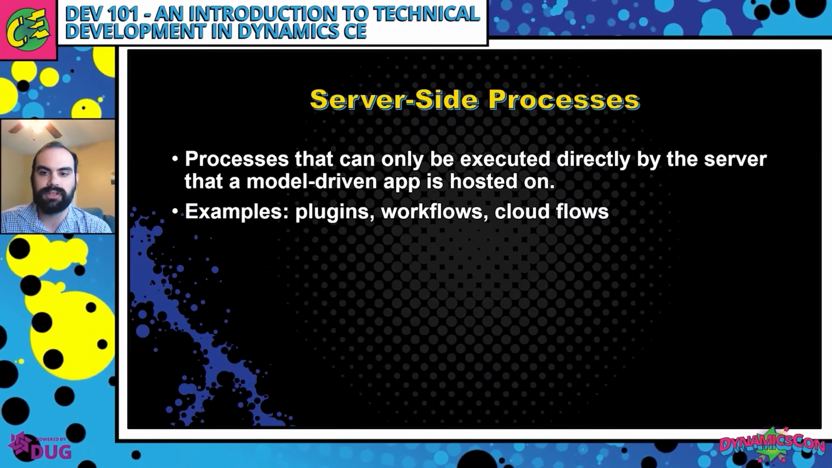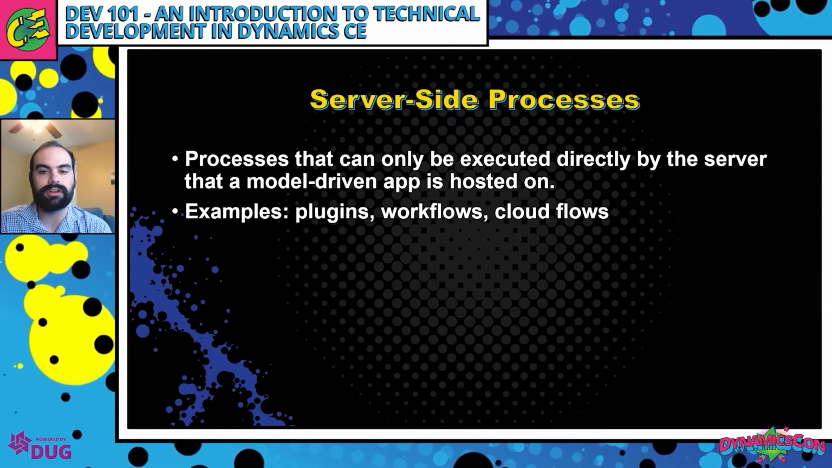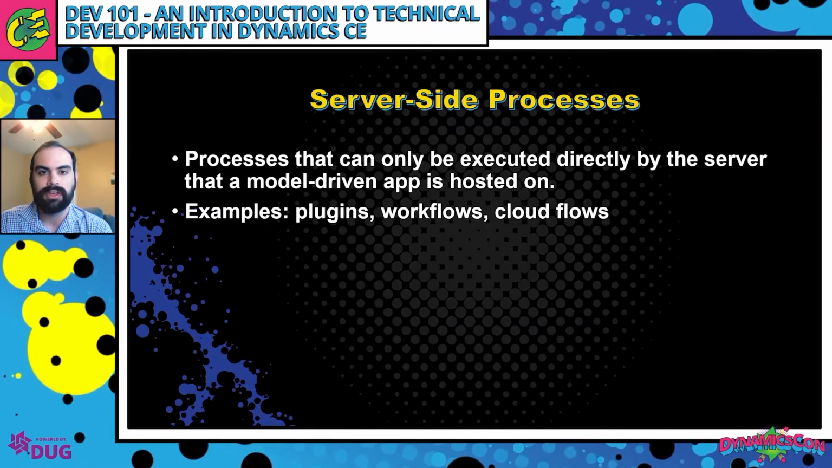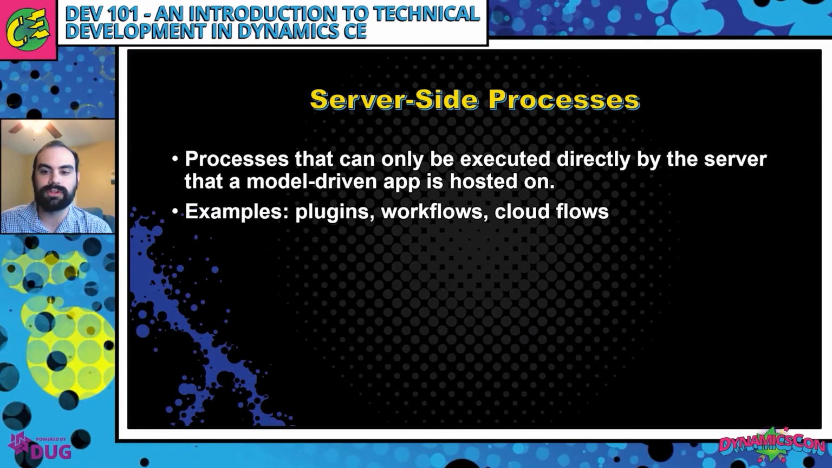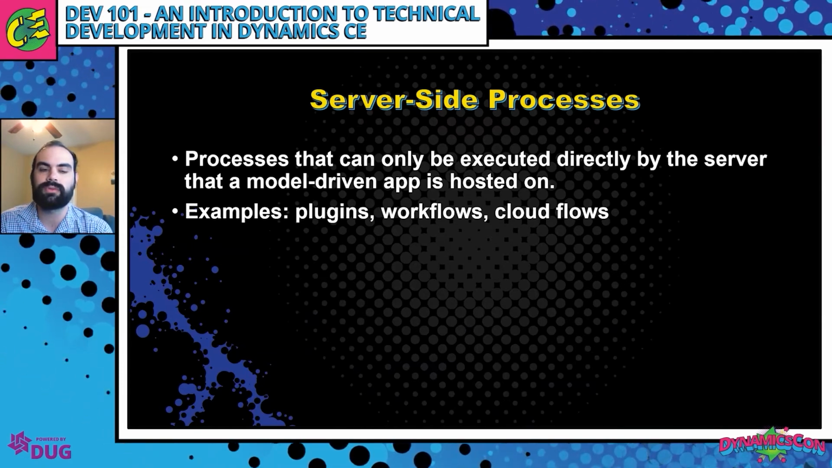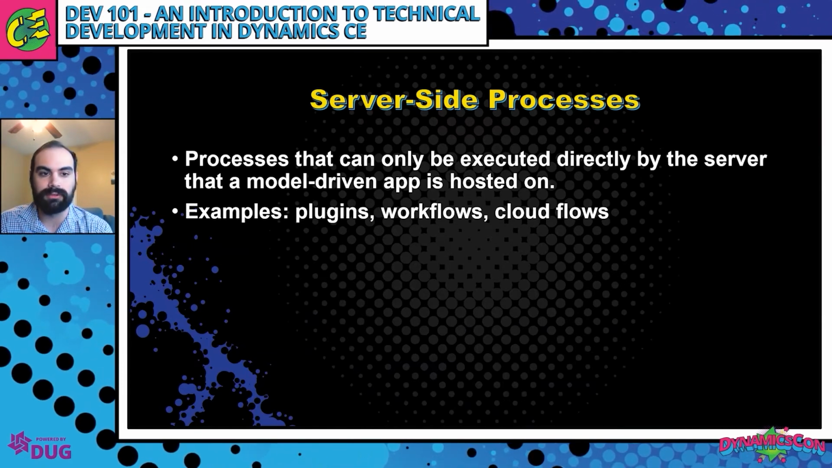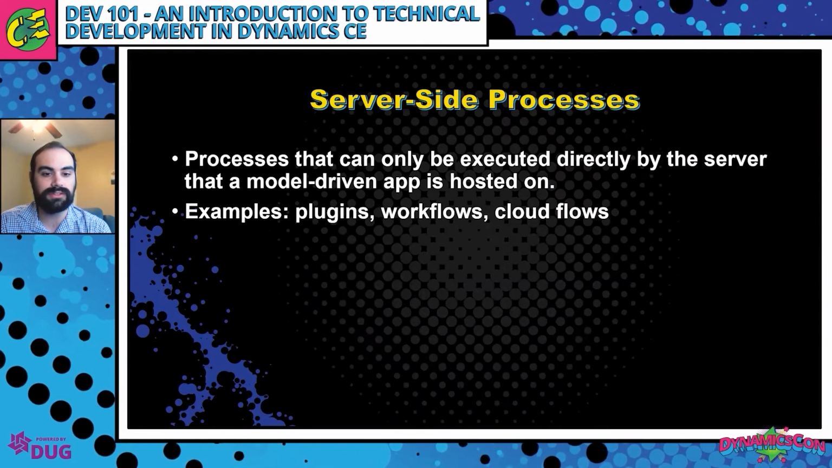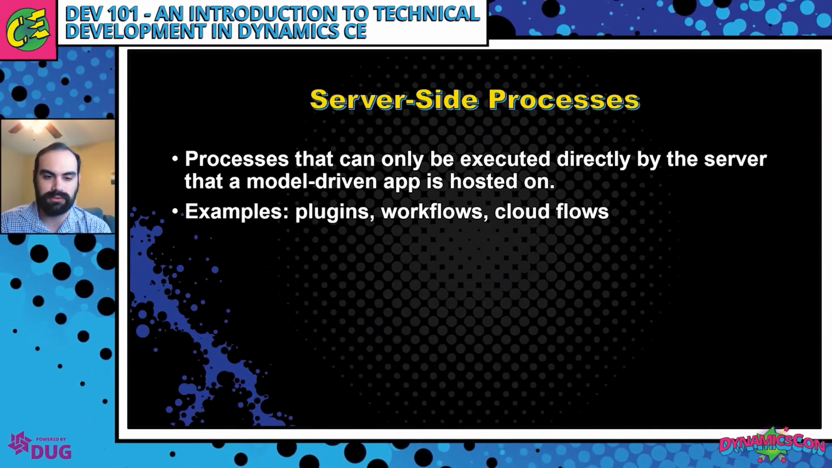Server-side processes, like their name suggests, are code that run not on the user's machine, but on the server where the model-driven app is hosted. In order for a server-side process to occur, some sort of signal must be sent to the server first, such as when a record is created, updated, or deleted. And some examples of server-side processes are plugins, workflows, and cloud flows, all of which we'll be talking about.